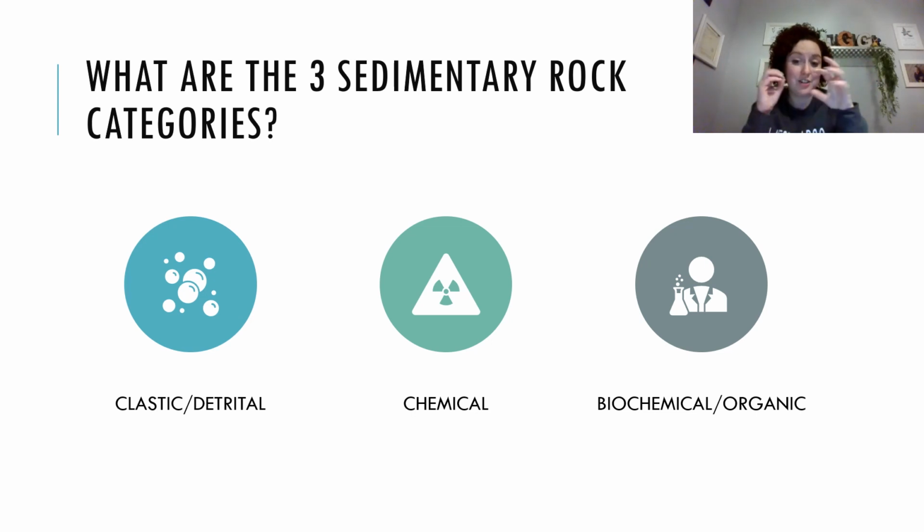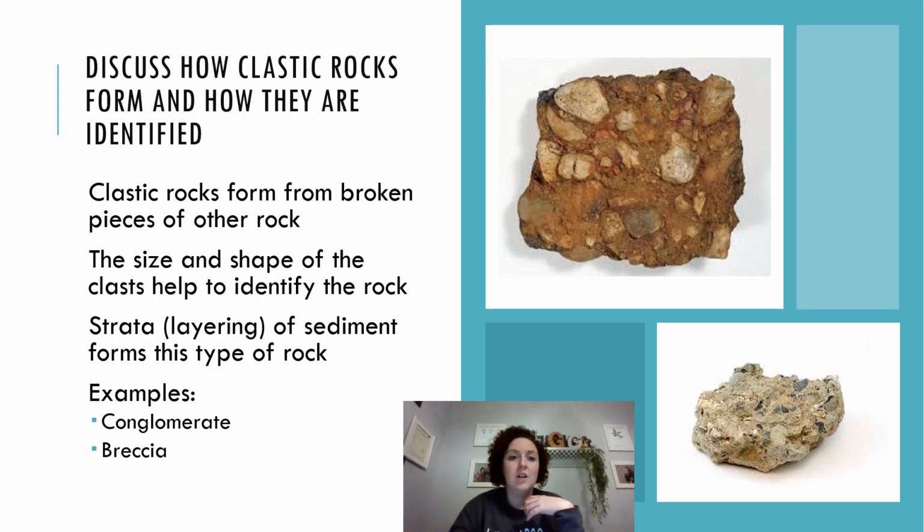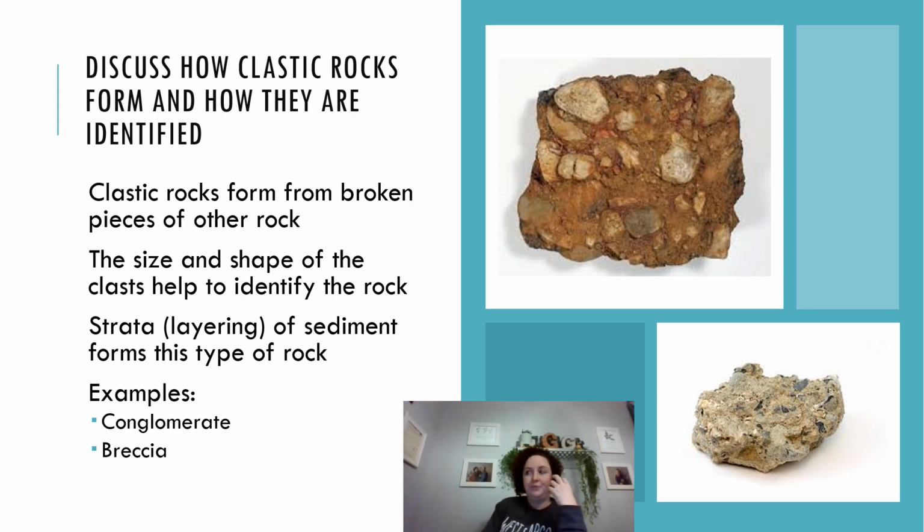So clastic, you can imagine it's the bits and pieces. Chemical, something chemically has to change. Biochemical, organic, humans or plants have to be involved. So clastic rocks are what you think of if you think sedimentary rocks, because it's easy to see. It is where you get those little bits and pieces of other rocks that you can see just mushed together.